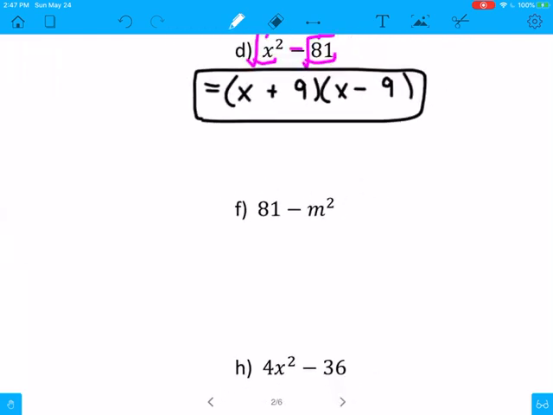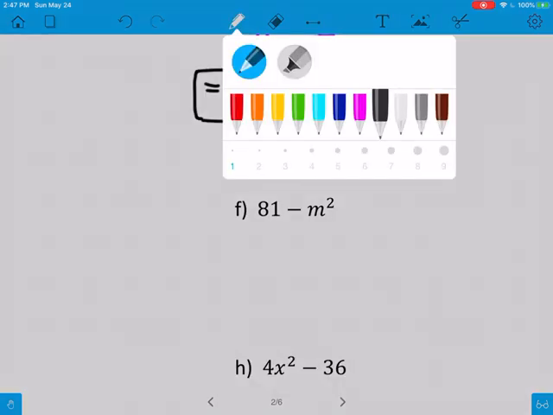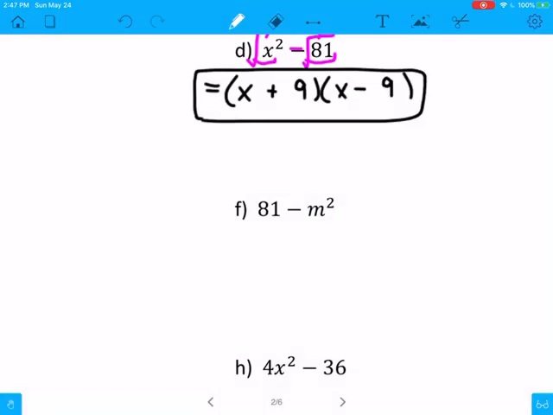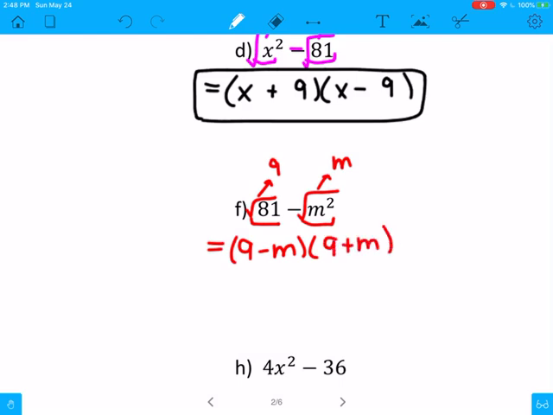F, 81 minus m squared. All right. Two terms, 81 and an m squared. Square root of 81 is 9. Square root of m squared is m. So I'm going to get 9 minus m, 9 plus m. And that's it.